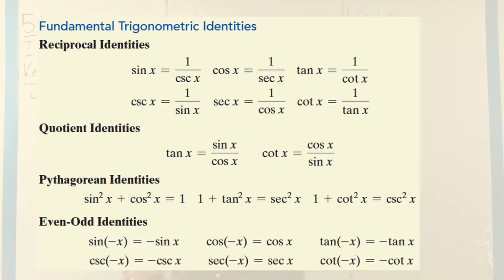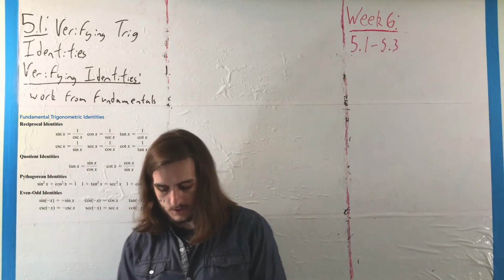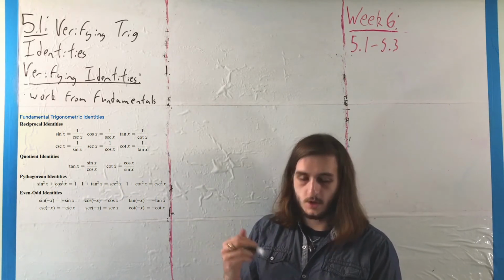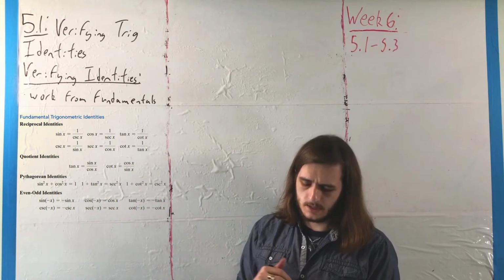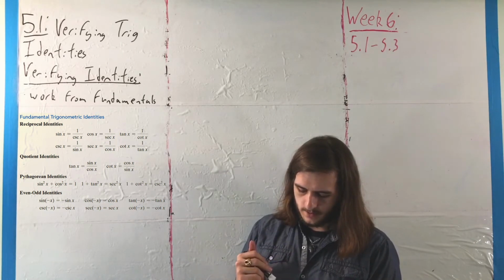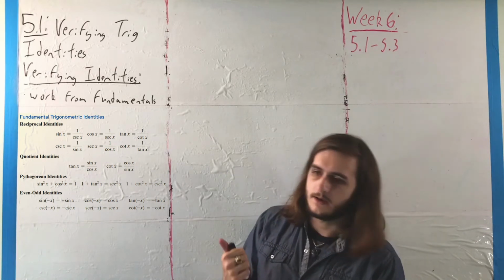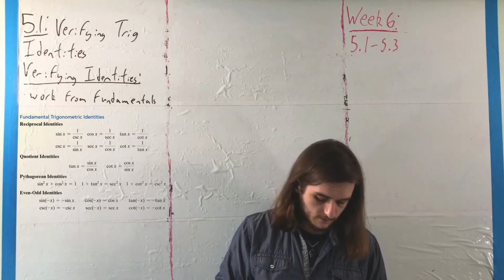That is our reciprocal identities for sine, cosine, tangent, secant, cosecant, and cotangent. Our quotients for tangent and cotangent in terms of sine and cosine, along with the Pythagorean identities and the even and odd identities for our 6 trigonometric functions.